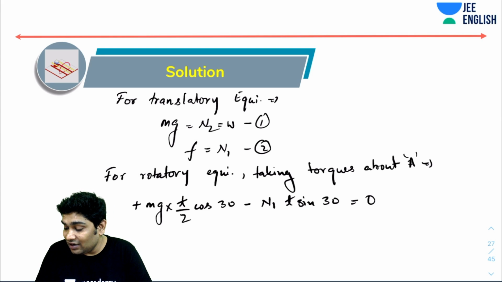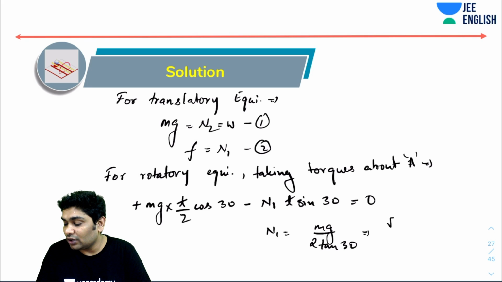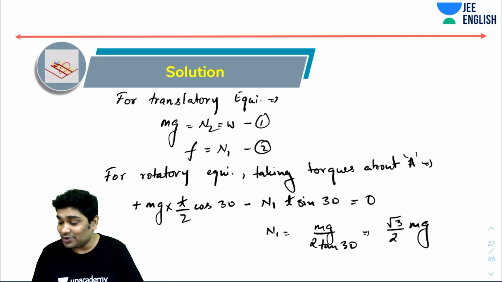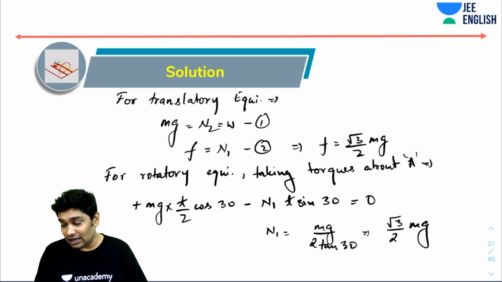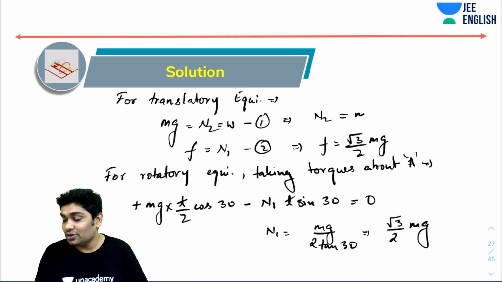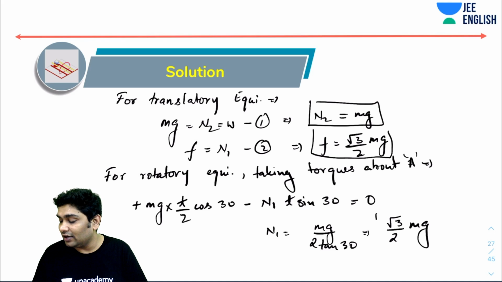And what I get is N1 equals mg over 2 tan 30. Tan 30 is 1 by root 3. So this is what I'm getting, root 3 by 2 mg. That is N1. Once I know N1, then I substitute this here and I will also get f is equal to root 3 by 2 mg. Realize which could have been less than mu mg. N2 I already knew, N2 was already mg. So here are all my three answers: N2 I found, F I found, N1 I found.